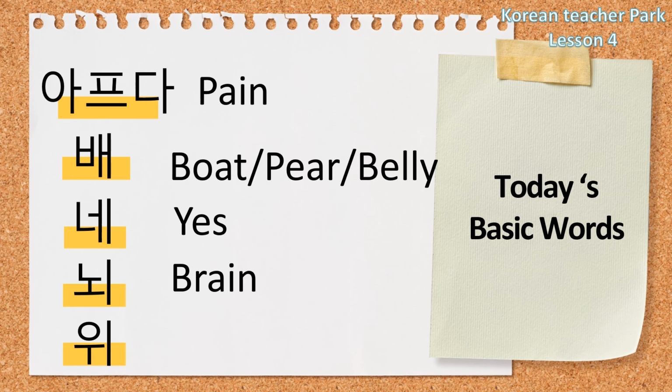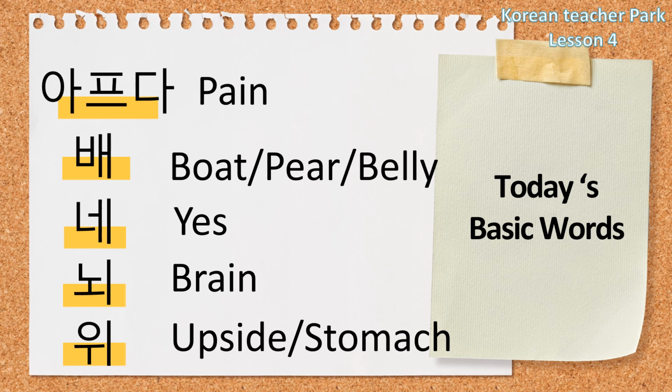Last, how to read? Yes, 위. We have 2 means. First is upside, and stomach. So 배 with 위 is different. One means belly, one is inside, inside stomach. Is say 위.